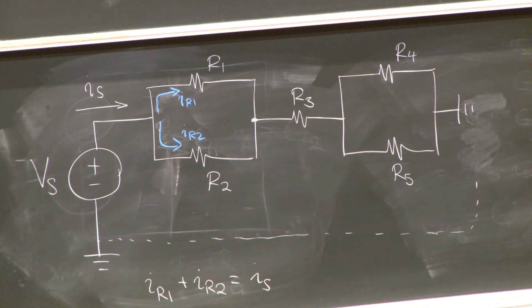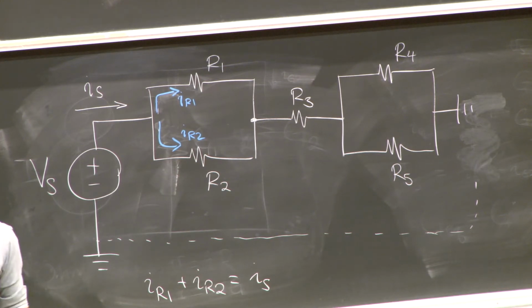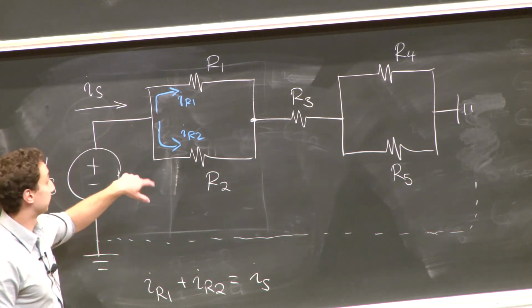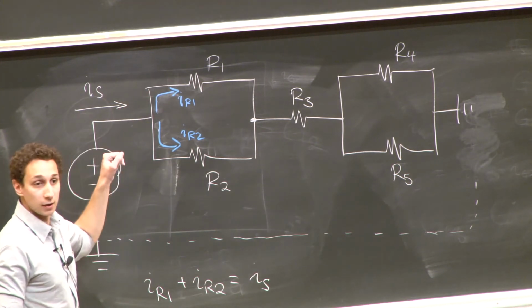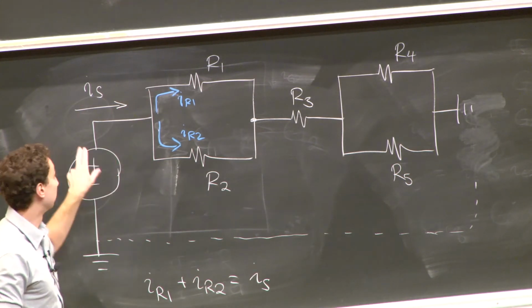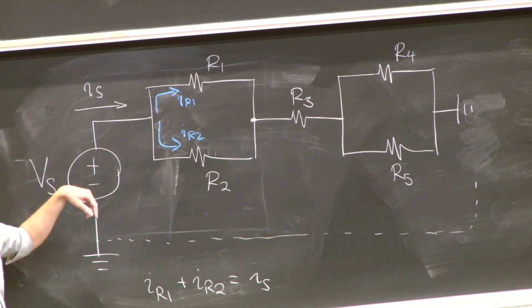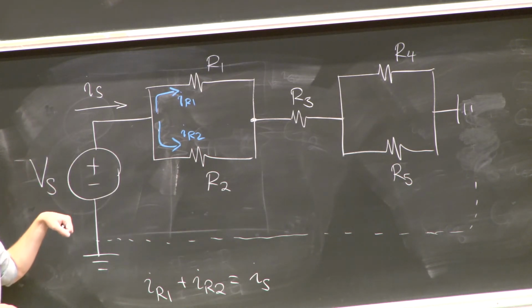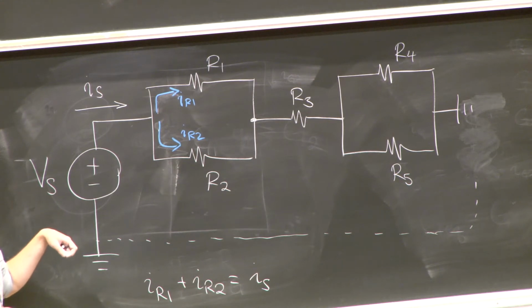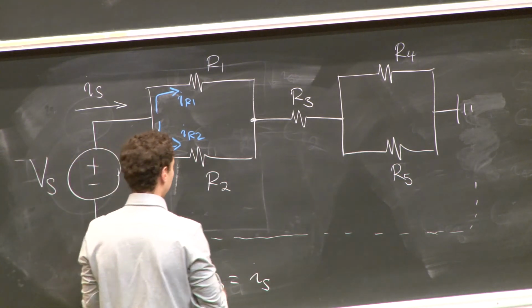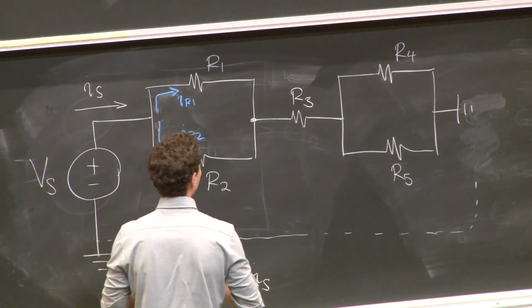Okay, and I know the formula, right? I didn't actually write it up, did I? The current division formula, right? It's going to go proportional to the other resistance. So this current will be R2 over R1 plus R2 times the source current, and I'm going to write this in a second. And the other one will be the difference, R1 over R1 plus R2. Okay? What about this current?